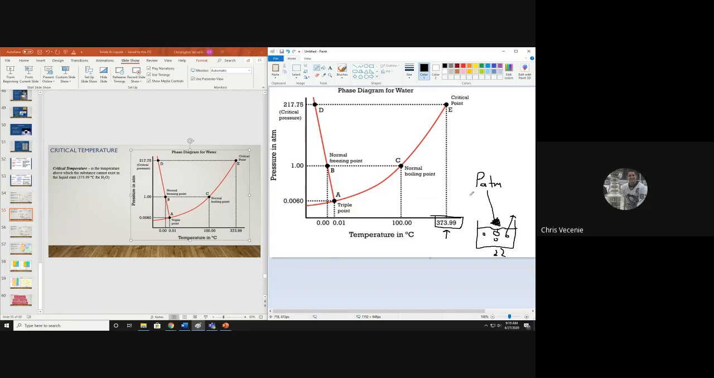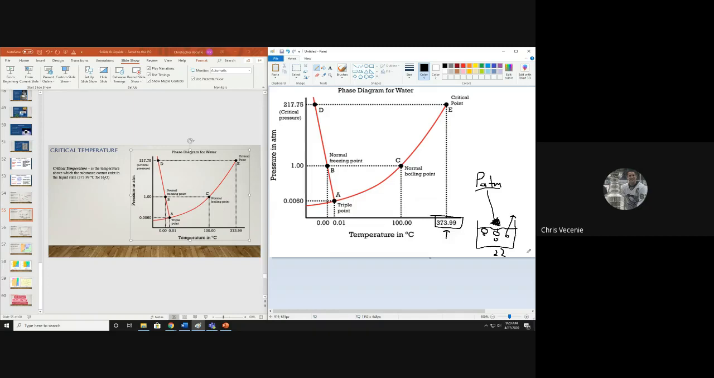So that value right there is known as the critical pressure. For water, it's about 218 atmospheres. So if I put that much pressure on the surface of the water, it can force a really, really hot water sample to stay liquid.